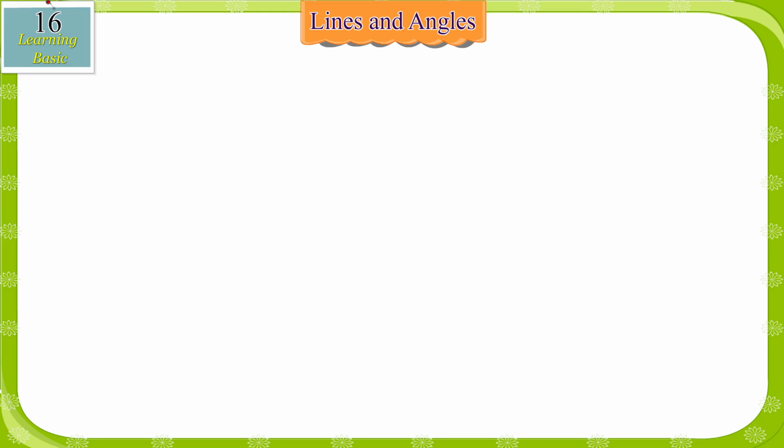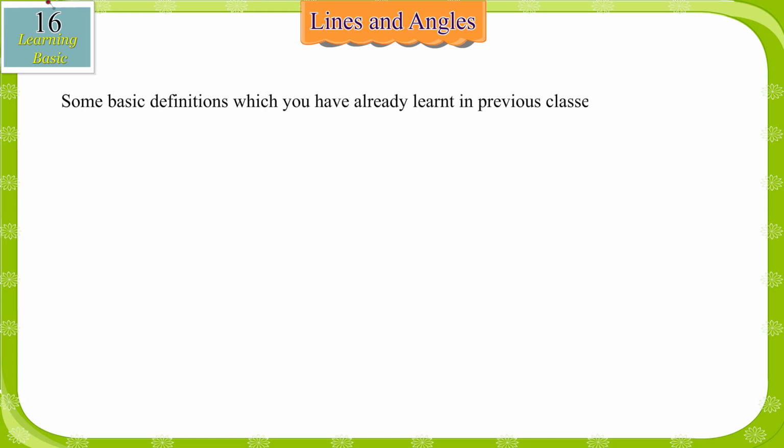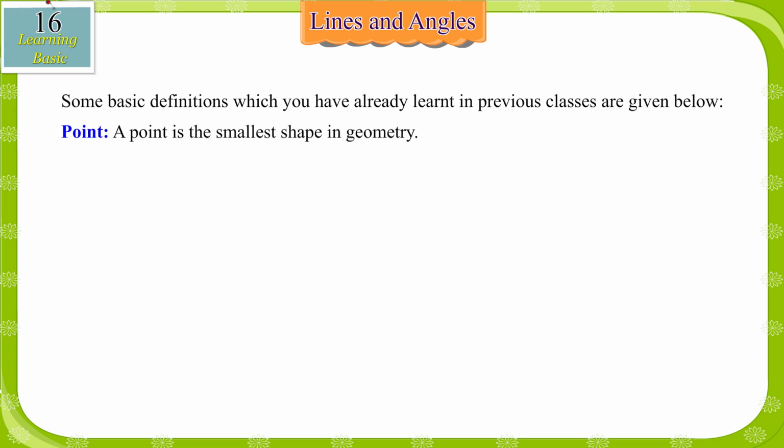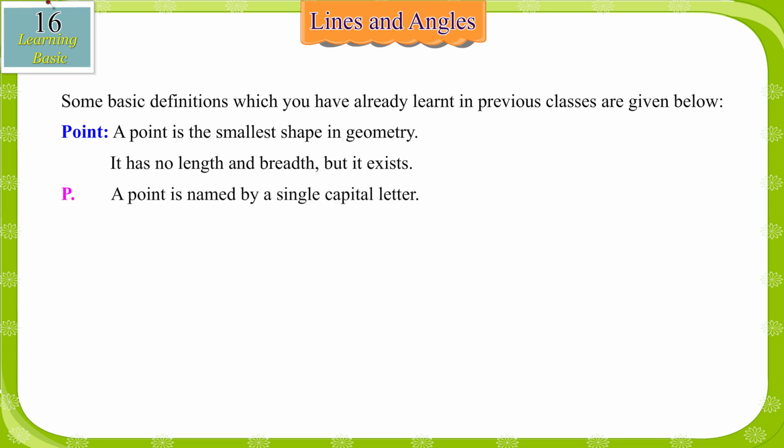Lines and angles. Some basic definitions which you have already learned in previous classes are given below. Point. A point is the smallest shape in geometry. It has no length and breadth, but it exists. A point is named by a single capital letter. We read it as point P.